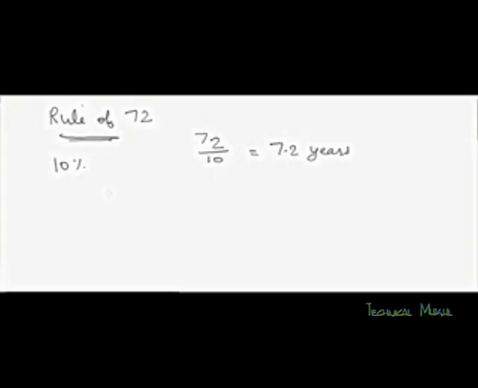So suppose the rate of interest is 20%, then it will take you 72 divided by 20 is equal to 3.6 years to double your money. So this is approximately right. If you do the calculations, it is approximately right. So this is what we call the rule of 72.